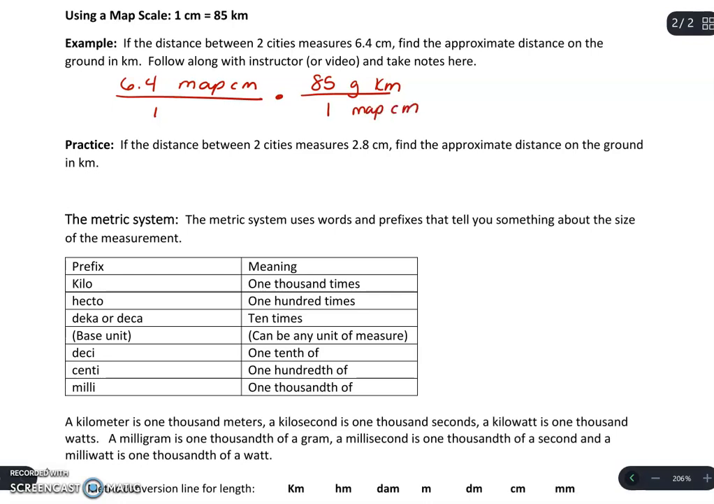Okay, so we don't really need the words in there for the map and stuff, but it's just helpful to track it. Then I know that these are the same units. I reduce them out, multiply across the top, and I get 544 kilometers. And that would be actual distance.